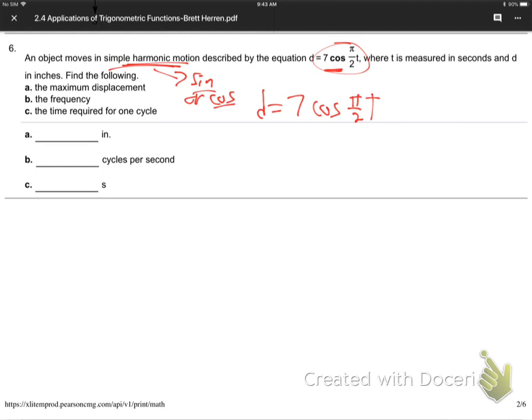So, all right, so there's a function, 7 cosine pi over 2 t. t is measured in seconds and d in inches.